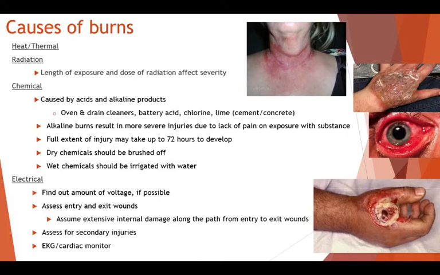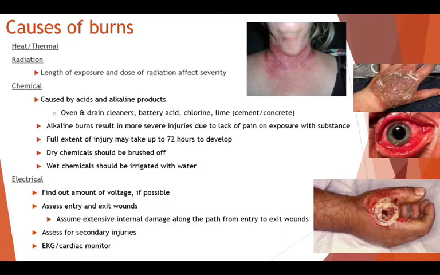Electrical burns, what I'm going to point out on electrical burns is to try and find out the voltage and look for the entry and exit wounds. Electricity flows through the body to the ground. So if someone is holding an electrical wire, or if you poke your finger through an electrical socket, the energy doesn't just stay in that one area. Electricity travels through your body and out to the ground.